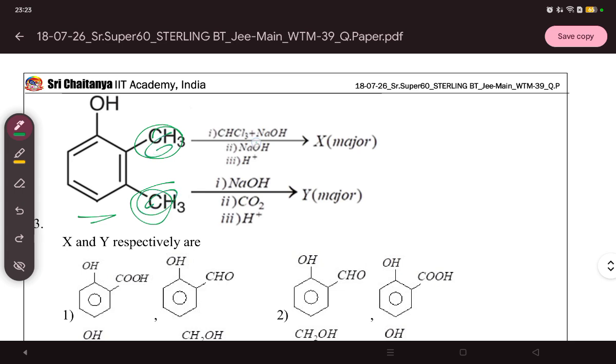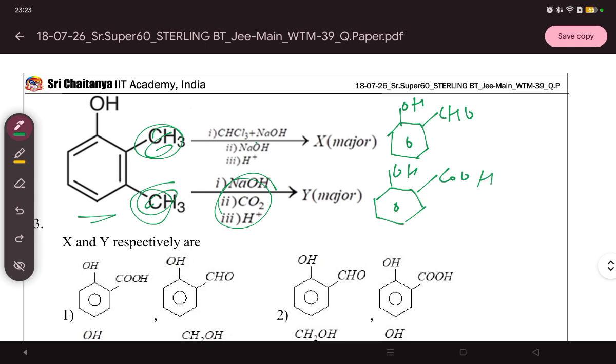And the first one is a Reimer-Tiemann reaction. In the Reimer-Tiemann reaction, the products are ortho-hydroxy compounds, and it is a Kolbe-Schmitt reaction. With the Kolbe reaction, the product is ortho-hydroxy acid. Then the correct option is 2.